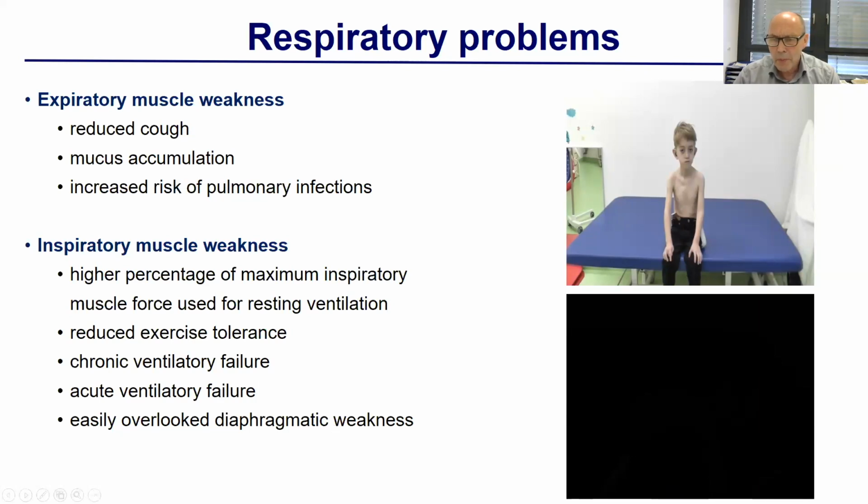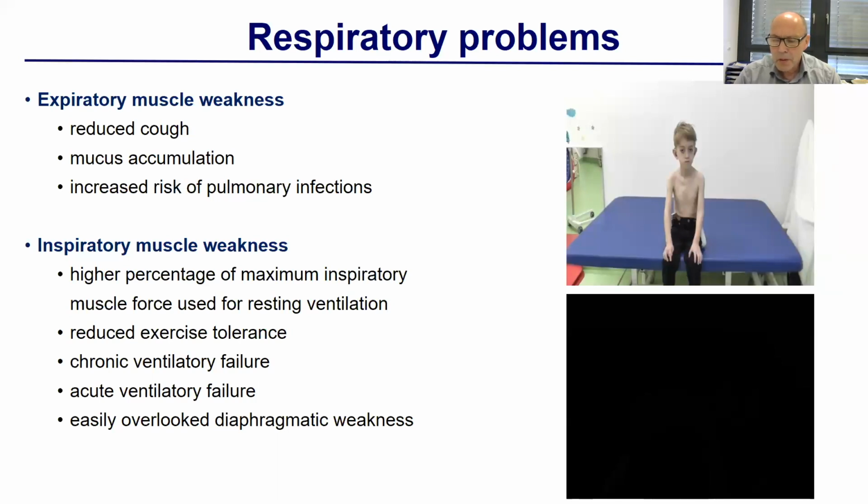And the problem we have in children is that we have an expiratory muscle weakness. So this means that the cough is reduced, and that this can lead to accumulation of mucus, and this causes pulmonary infections. So this is one problem the patients have, and the other problem is the inspiratory muscle weakness, especially when the diaphragm is involved. And so this means that exercise tolerance in these patients is reduced, and that they are prone to develop a chronic ventilatory failure or an acute ventilatory failure during an upper respiratory tract infection.